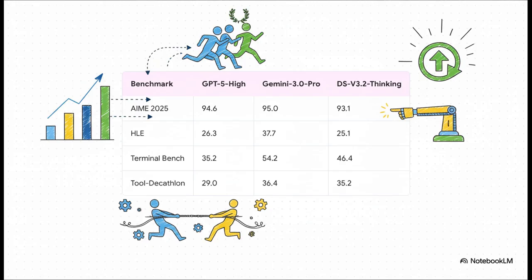On these tough reasoning benchmarks, DeepSeek is right there. I mean, neck and neck with models like GPT-5 and Gemini 3.0. But then look down at the agent tasks. On Tool Decathlon, it's actually beating GPT-5 and is right on the heels of Gemini. This isn't just catching up anymore. This is competing at the very top.